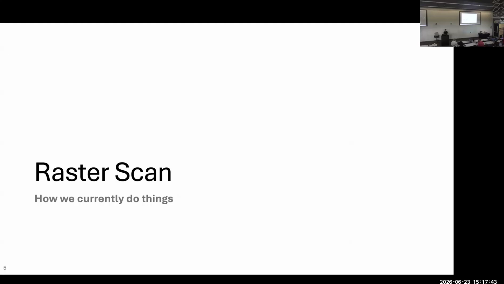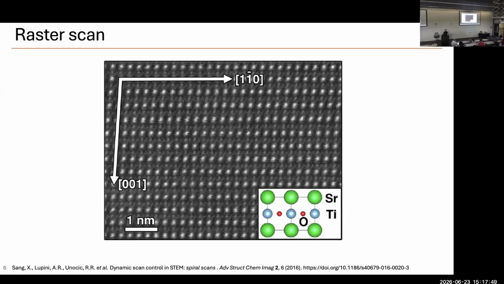This is how we currently scan and get our data in scanning transmission electron microscopy. So what I'm showing you here is a really simple image of strontium titanate. This is a STEM HAADF image, so it's acquired on the high angle annular dark field detector. It's a Z contrast image. So the bright pixels are heavier atoms, the less bright pixels are lighter atoms, and so on.